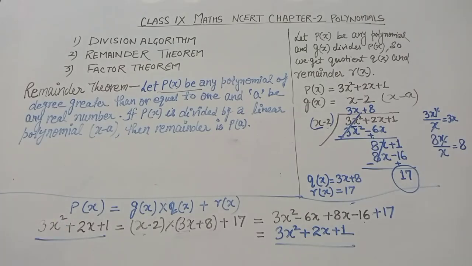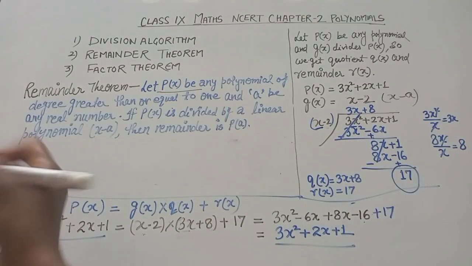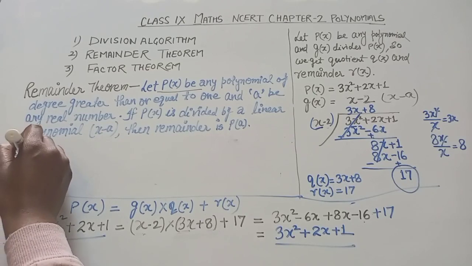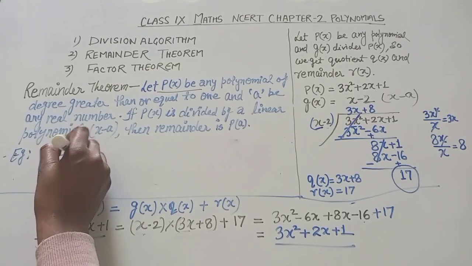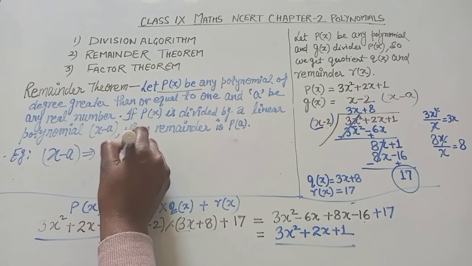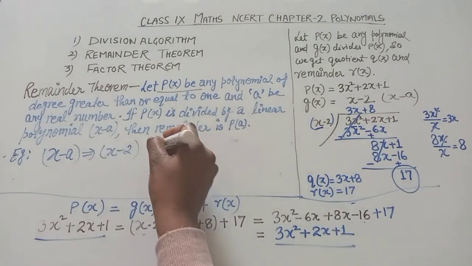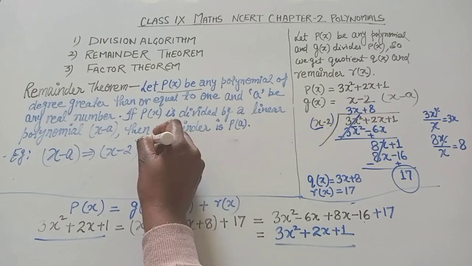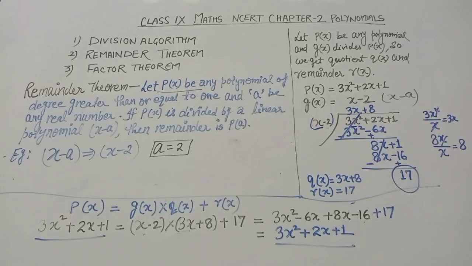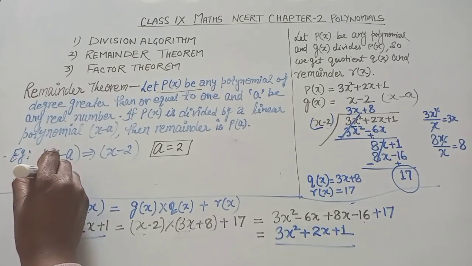Let's verify it. So here, from the example, x minus a is what is given? x minus 2 is given here. It means the value of a is 2. The value of a is 2. The same thing. Now let's discuss p(x). What is given here?